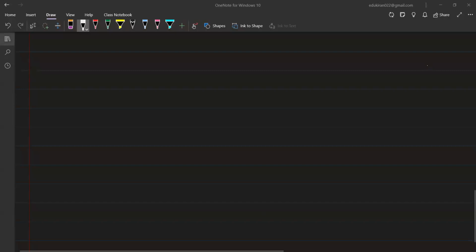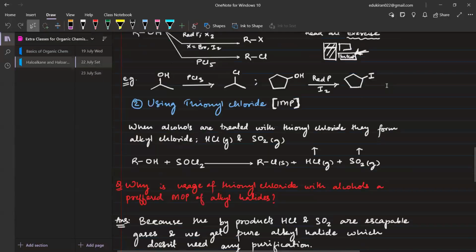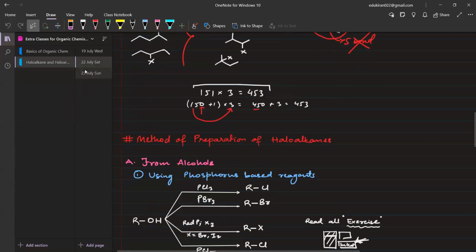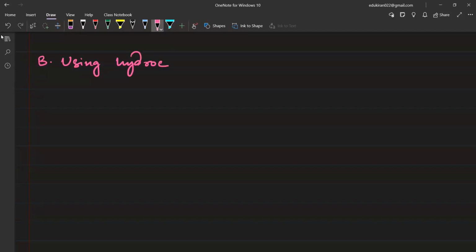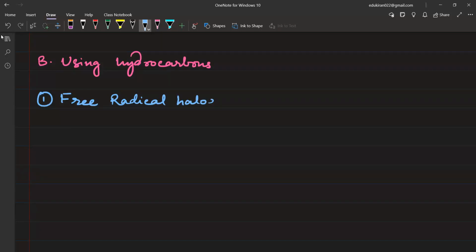Write the B part. So first of all, we saw methods of preparation using alcohols, right? Write the B part using hydrocarbons. In hydrocarbons, we'll look at the first method, free radical halogenation of alkanes.